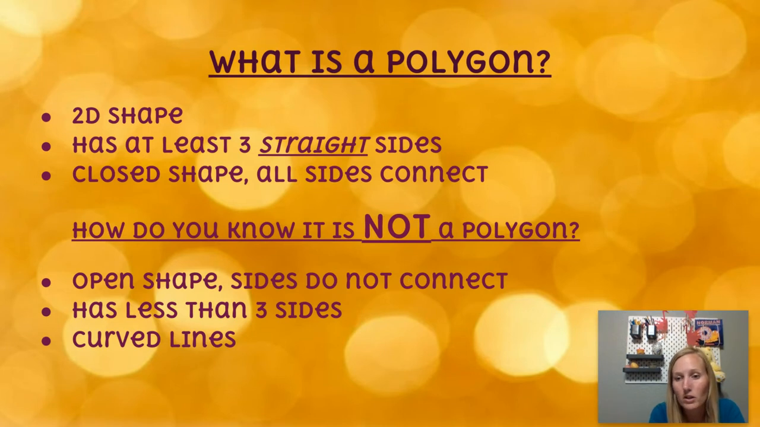We also learned what a polygon is. It is a 2D shape that has 3 straight lines, and it's a closed shape. All the sides connect. How do you know it's not a polygon? If it's not a polygon, it's an open shape. The sides don't connect, it has less than 3 sides, and has curved lines.